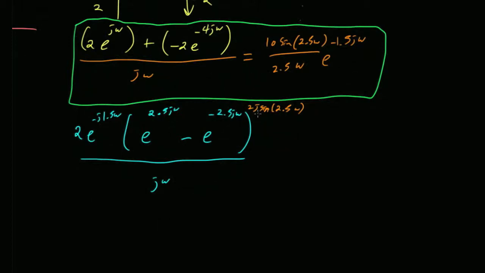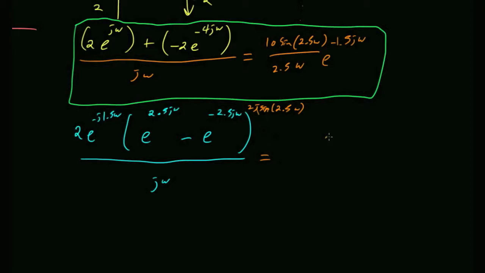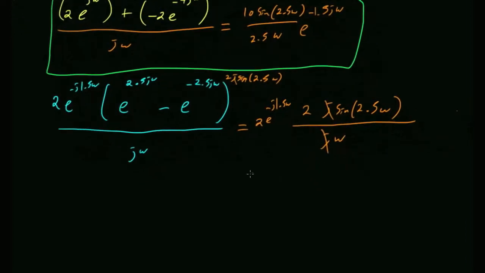So that's 2 times 2 is 4. Is it going to work out? Yeah, it should, because if you do 10 divided by 2.5, you get 4. So that's the same as 10. So it's 10 sine 2.5 omega over 2.5 omega, e to the minus j 1.5 omega. Works out. Pretty nice. So it doesn't matter how you do it, integral or shortcut method, you should get the same thing.